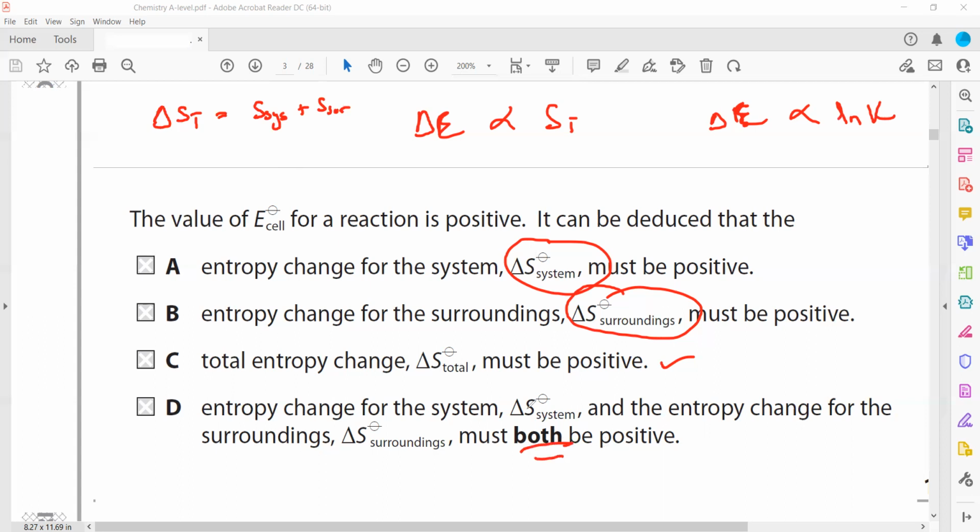So it's not necessary that both are positive. Maybe they are, maybe one of them is negative, but what we want in the final answer is that the result of these two should be positive. It does not matter if one is positive and one is negative. We want the final answer to be positive. That's why C is the right answer. Is it clear?